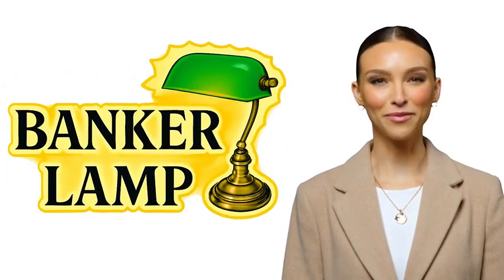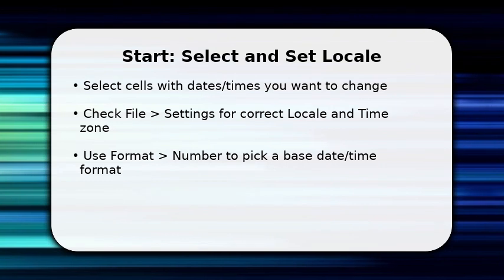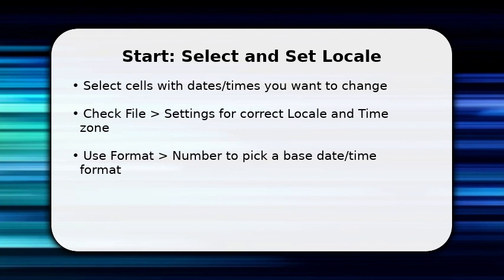You've opened your sheet and selected the cells you'll change. That's essential. First, make sure the file locale and time zone match your target format, because locale affects month/day order and separators. Once done, with cells still selected, go to the Format menu, choose Number, and pick a date or time style as a quick, reversible change.